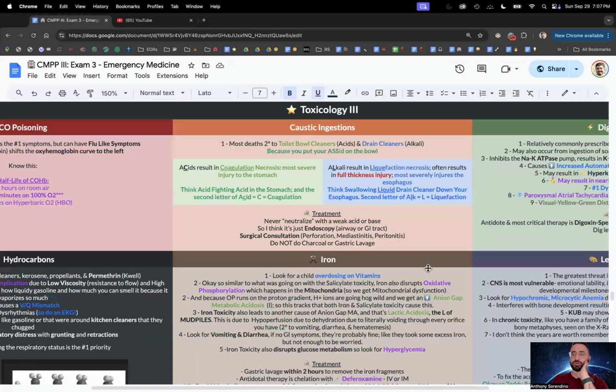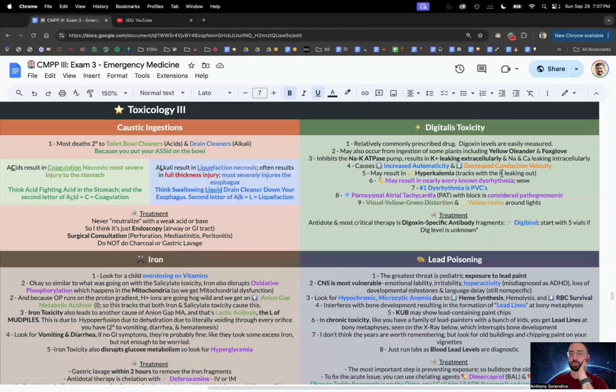All right, moving on to digitalis. So this is a big one, a lot of buzzwords and things here. Know that you can get hyperkalemia because it's going to inhibit the sodium potassium pump. So potassium is going to leak into the extracellular space.